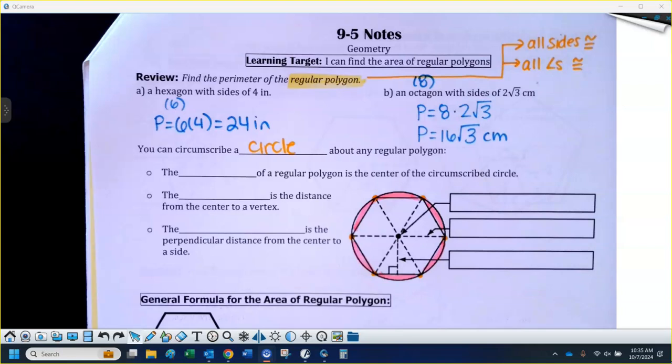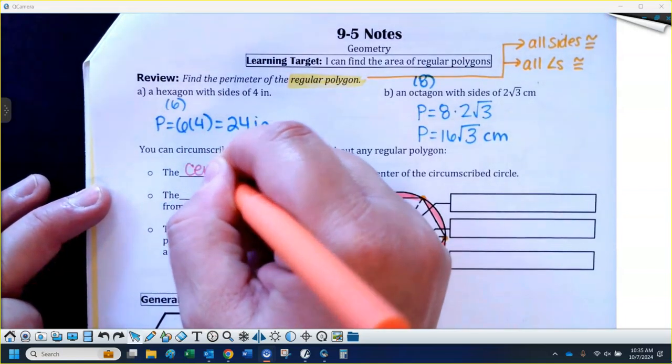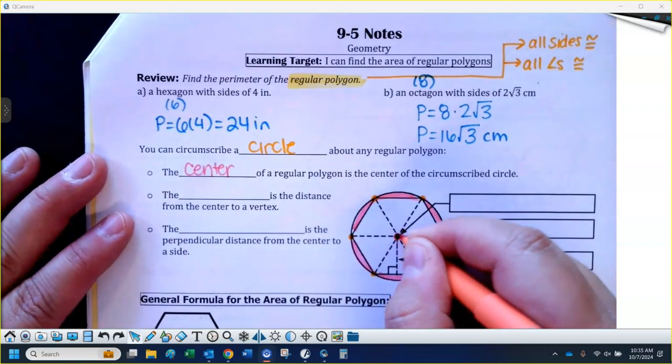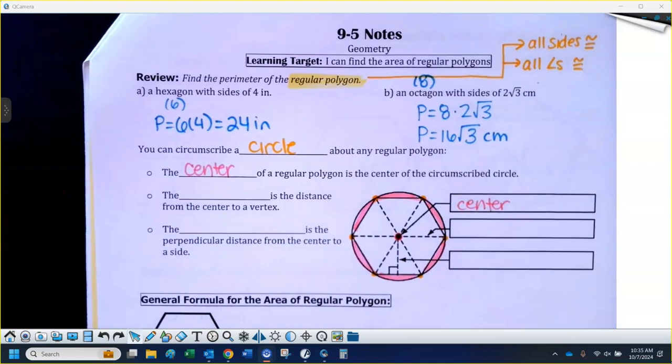All right, now it says the blank of a regular polygon is the center of the circumscribed circle. So in this lovely picture here, the center of the polygon is the same as the center of that circle. So in this lovely diagram, right in the middle, that is the center of the circle. It's also the very center of that hexagon. And you could do this for any shape, but we just have a hexagon in the diagram there.